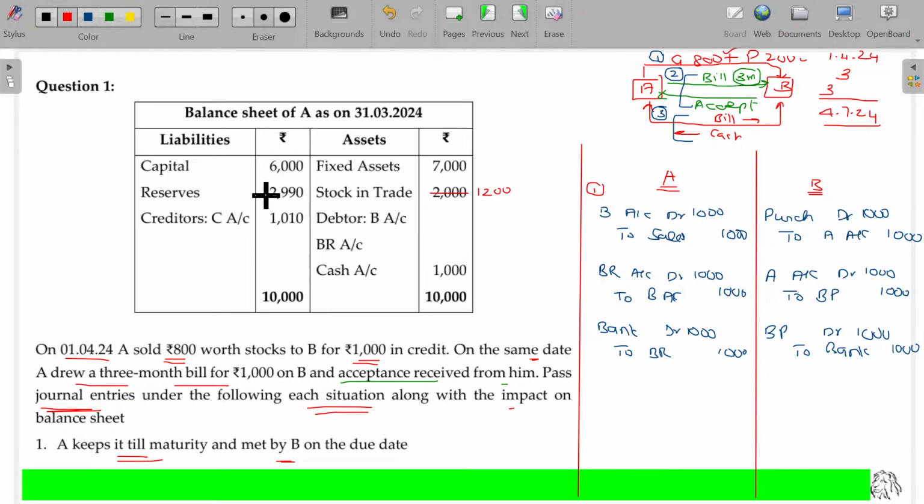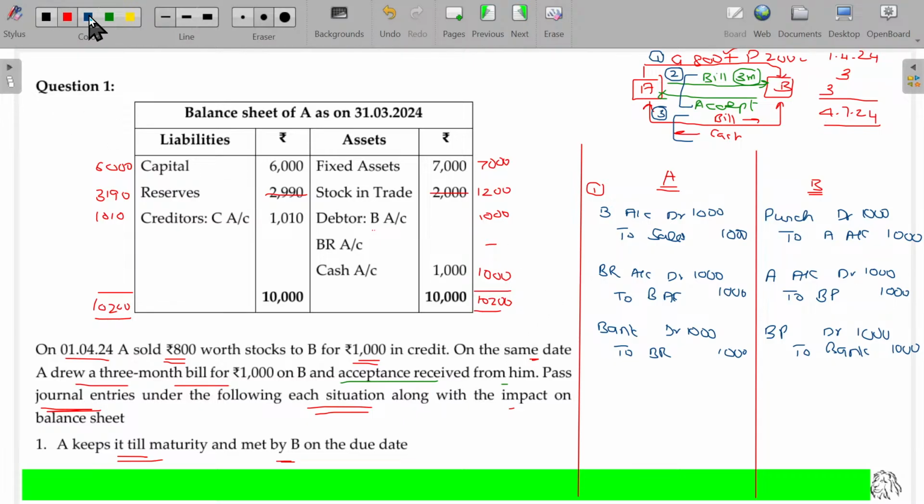Profit increases by 200. This becomes 3190. And instead of that, we get the debtor B, his value being 1000. Now the value being 7000, 1200, no BR, cash 1000. Here capital remains undisturbed. This is not required, but for understanding I have given it here. Now the total being 10,200. Is that clear? Hope you will now be able to understand the first part.